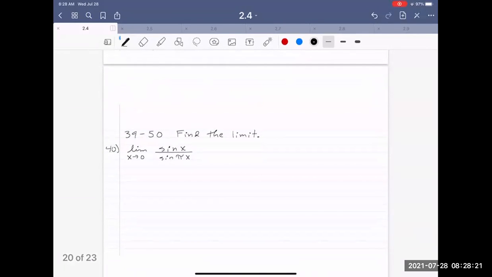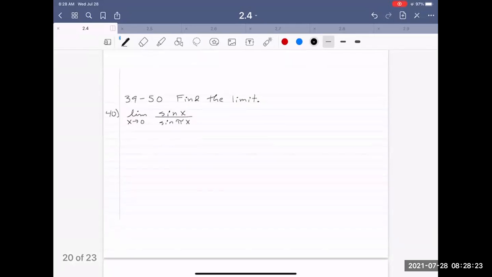Okay, let me do problems 39 through 50. Find the slope. Find the limit, sorry. Problems 39 through 50. Find the limit. I keep saying slope. Find the limit. Problem 40. The limit as x approaches 0 of sine x divided by the sine of pi x.